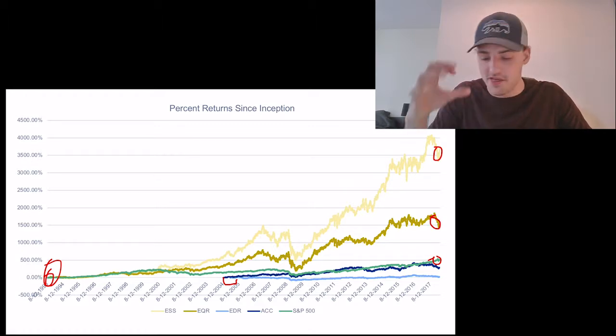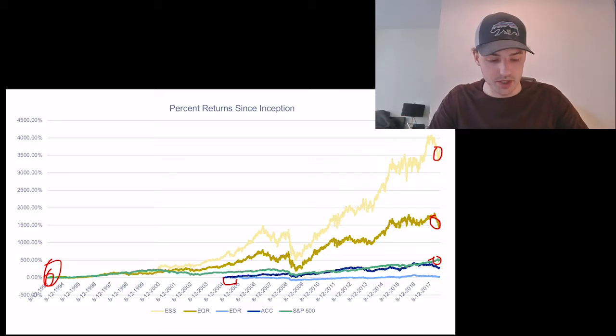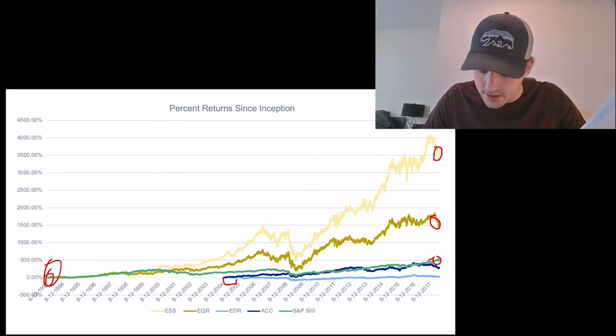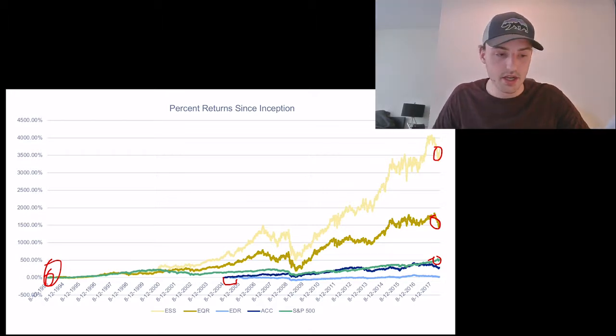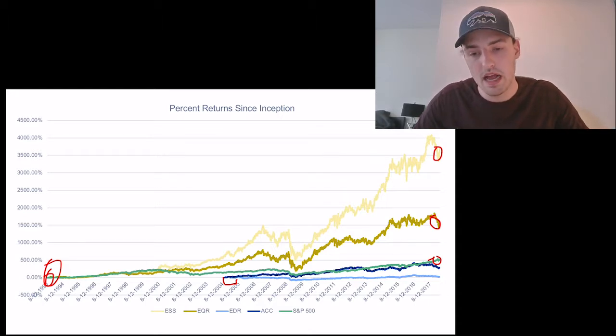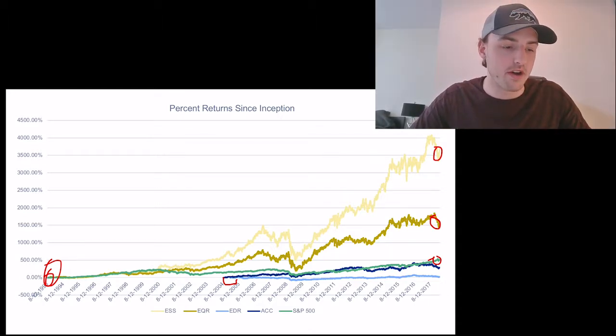So this is a great divergence in returns, right? We're talking about a 5 times difference in returns in this equity ESS real estate investment trust in comparison to the general broad market, as visualized through the S&P 500 as a proxy for the market.